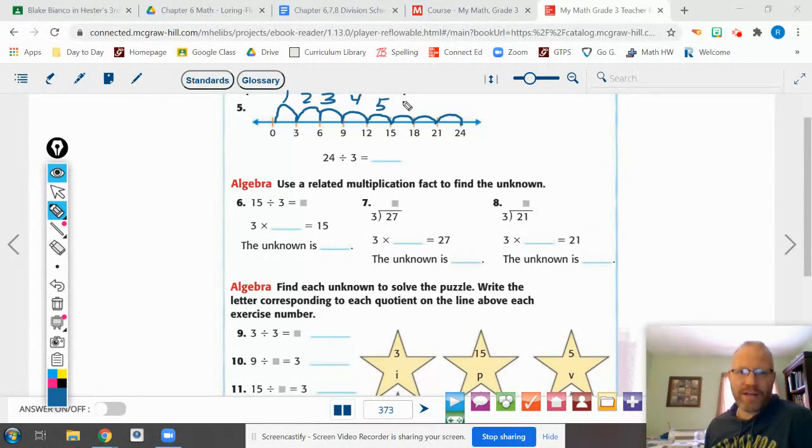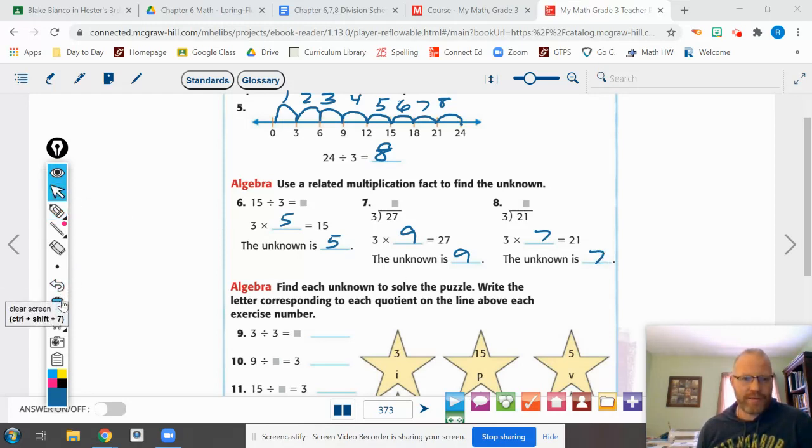Now I'm counting all my jumps. So I have 6, 7, 8. I had 8 jumps, which our answer is 8. Check your work, and let's continue. 15 divided by 3, or 3 times 5 equals 15. 27 divided by 3, or 3 times 9 equals 27. 21 divided by 3, or 3 times 7 is 21. Check your work, and let's move on.